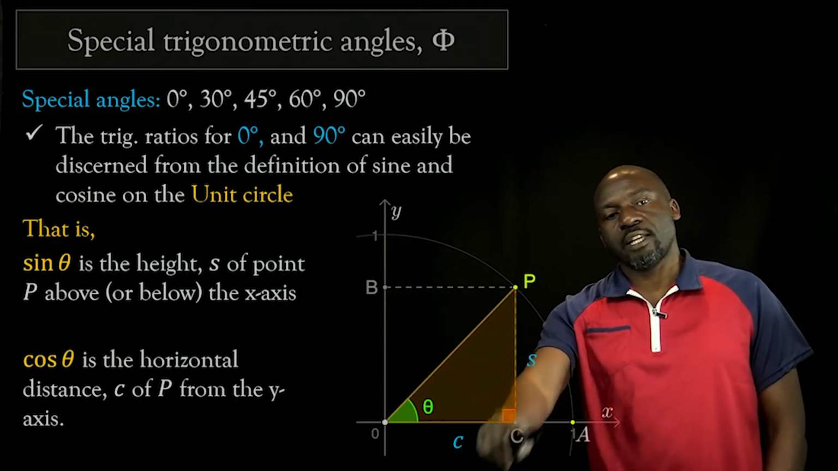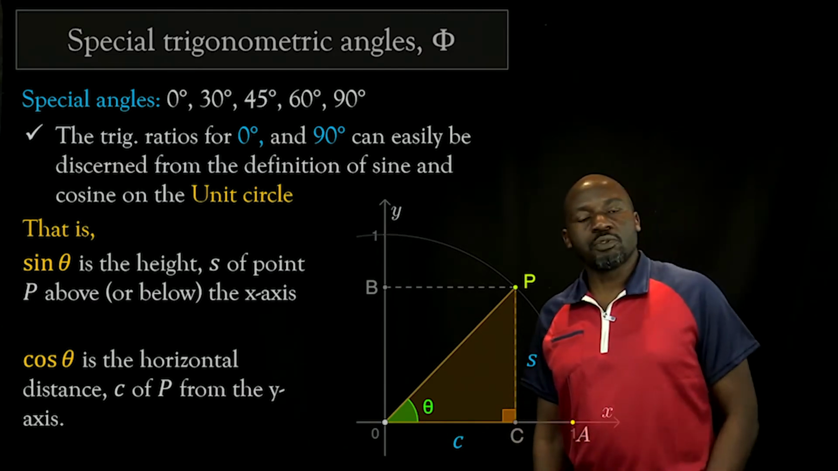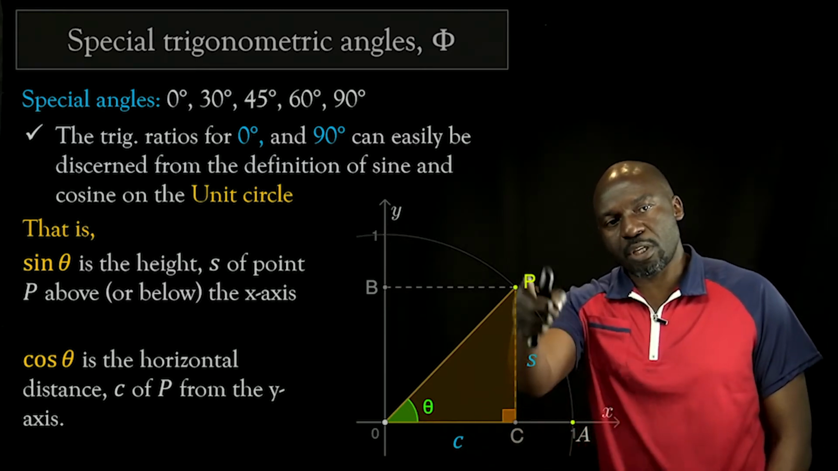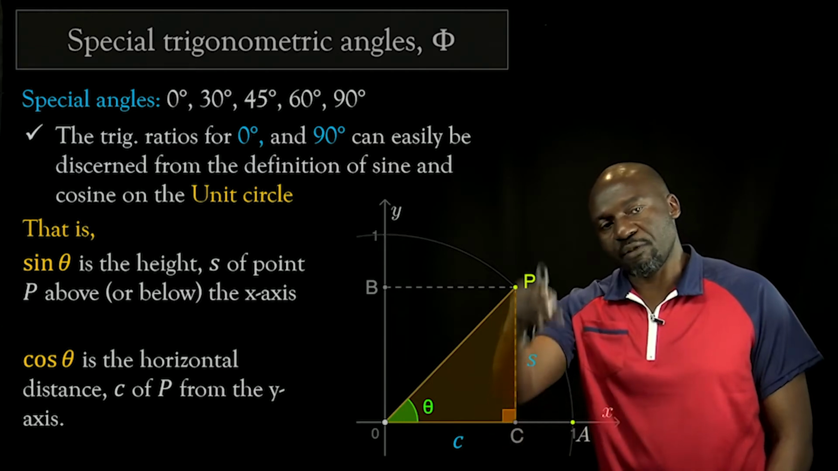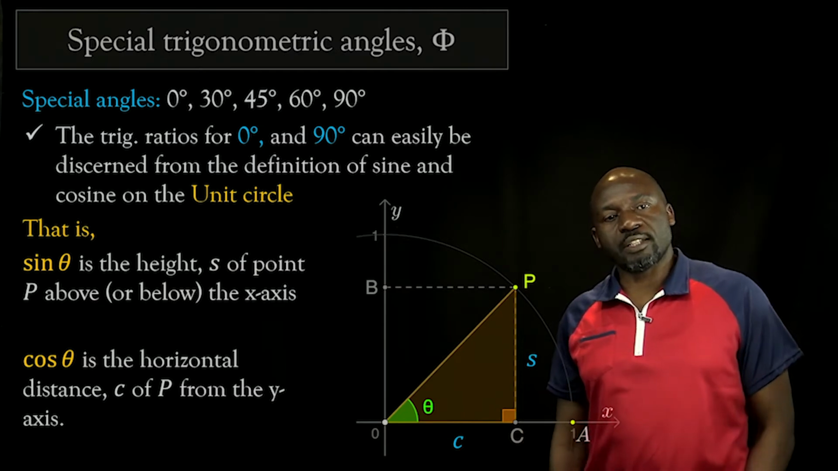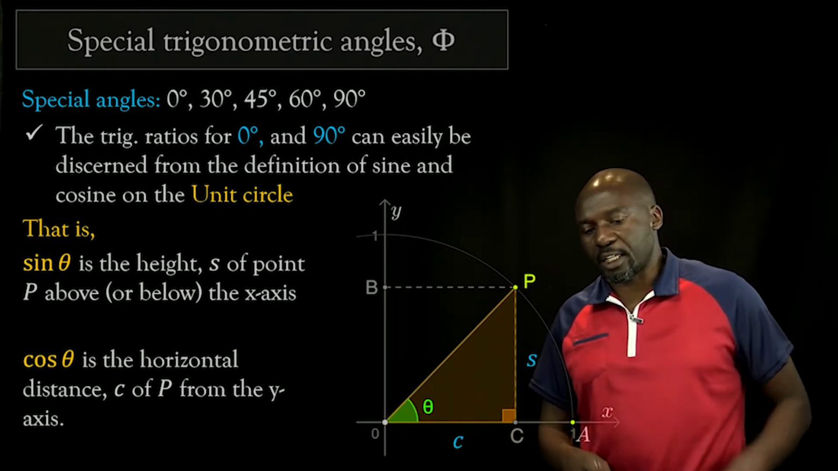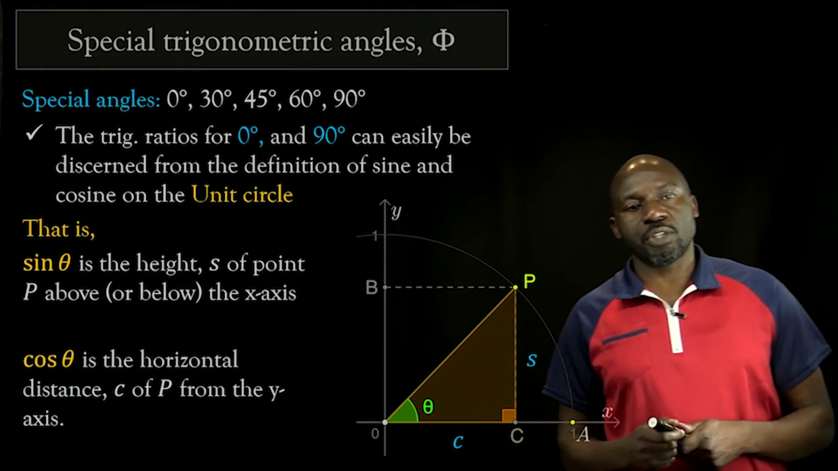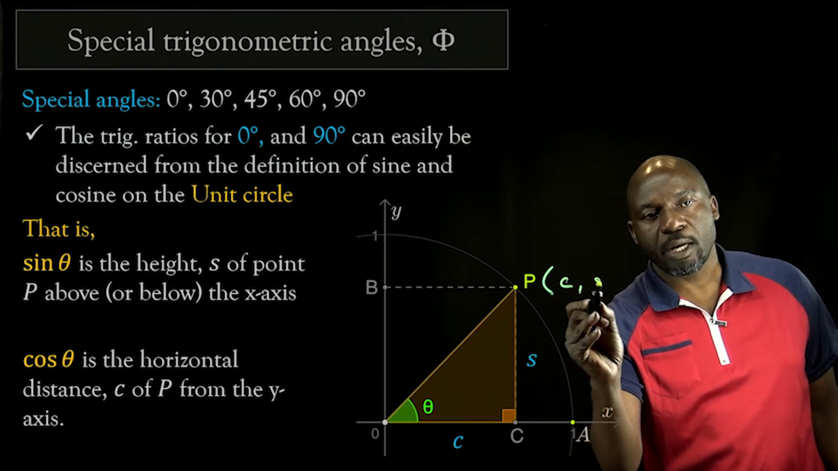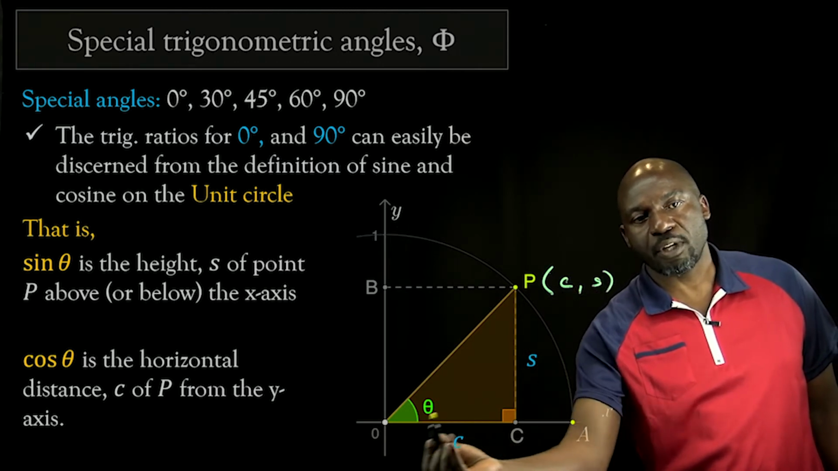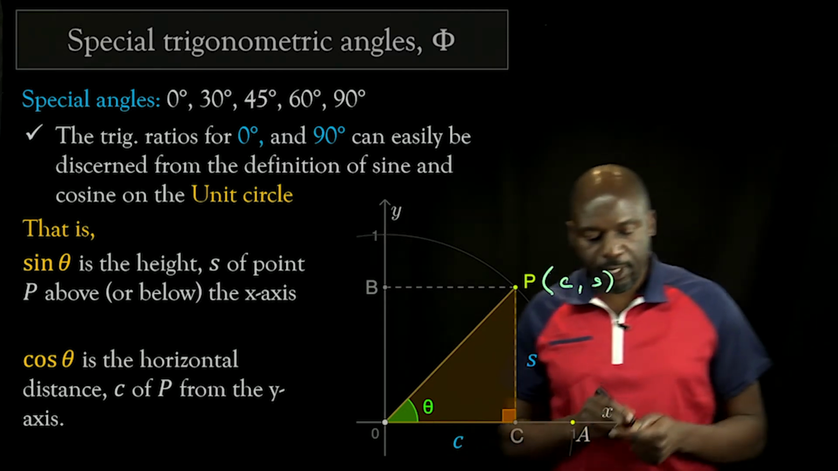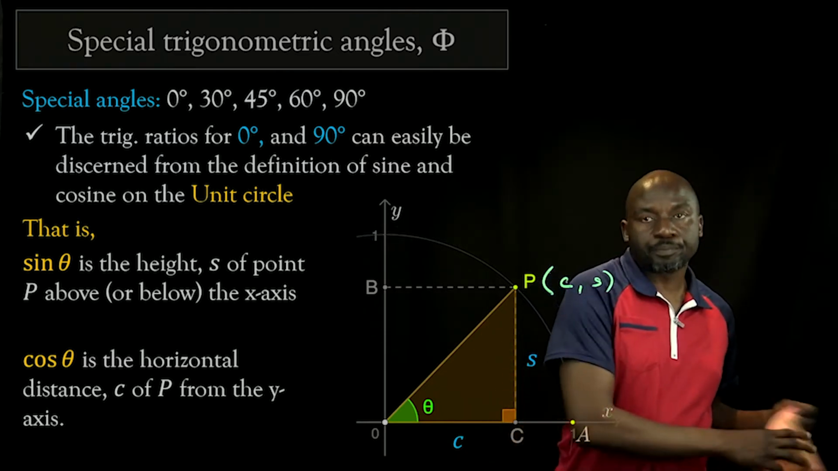The symbols C and S there are used intentionally to refer to cosine and sine. So whatever the height of P is above the x-axis, or the vertical distance, it could be below it, the vertical distance will directly tell me what the sine is, and the horizontal distance will directly tell me what the cosine is. Which is also to say that the coordinates of point P could be expressed as (C, S), because the x-coordinate refers to the cosine and the y-coordinate refers to the sine. Okay? Right, let's move on.